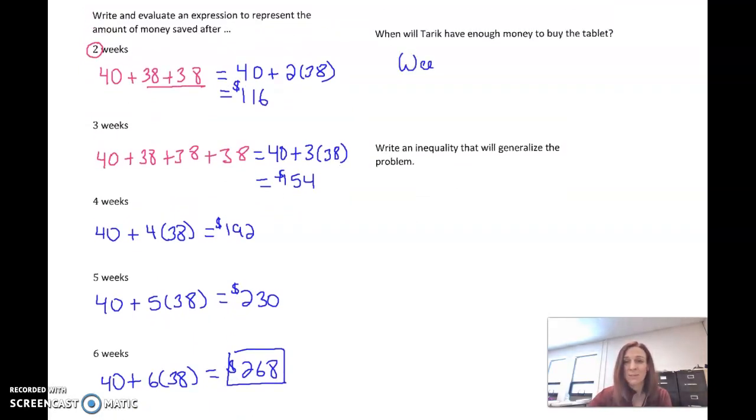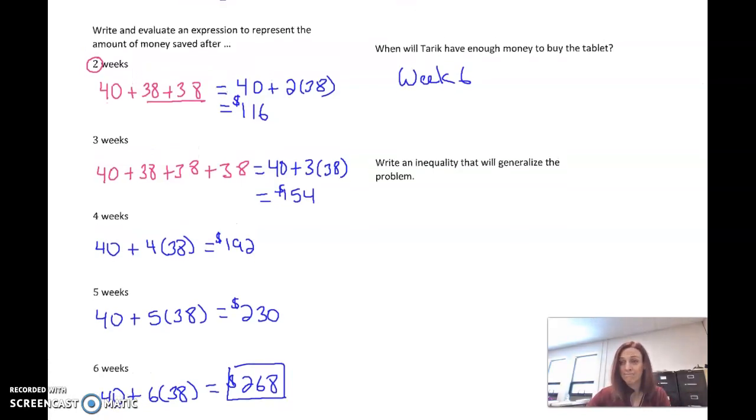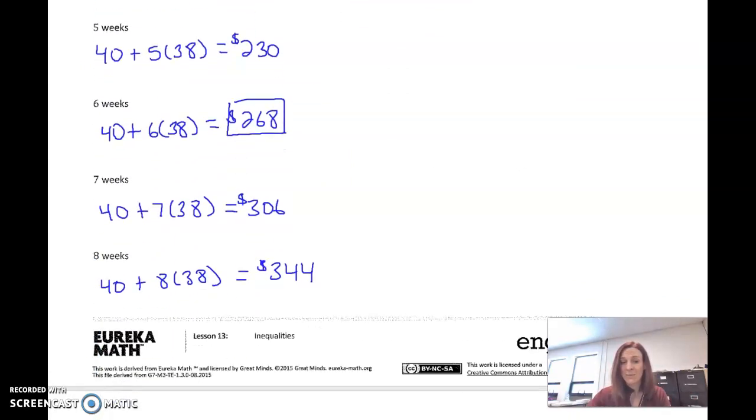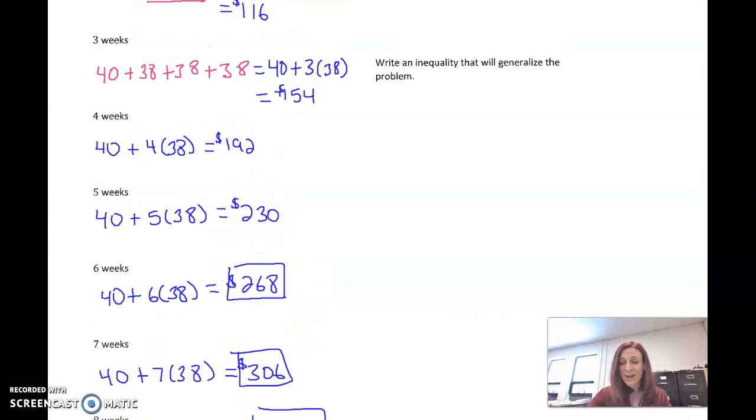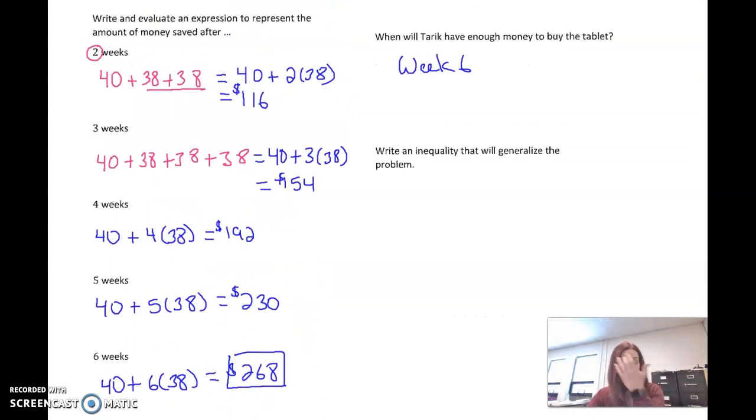Okay, so when will he have enough money? Well, week 6. But is that the only week he's going to have enough money? Does he have to buy it after week 6? Well, he has enough in week 7, doesn't he? And enough in week 8, and I'm guessing that'll be enough in week 9. So in this case, there's not really just one answer. It's not saying when is the very first week he can buy the tablet, just saying when is he going to have enough money? Well, it's going to be week 6 or after that. Anytime week 6 or after, he has enough money to buy his tablet.